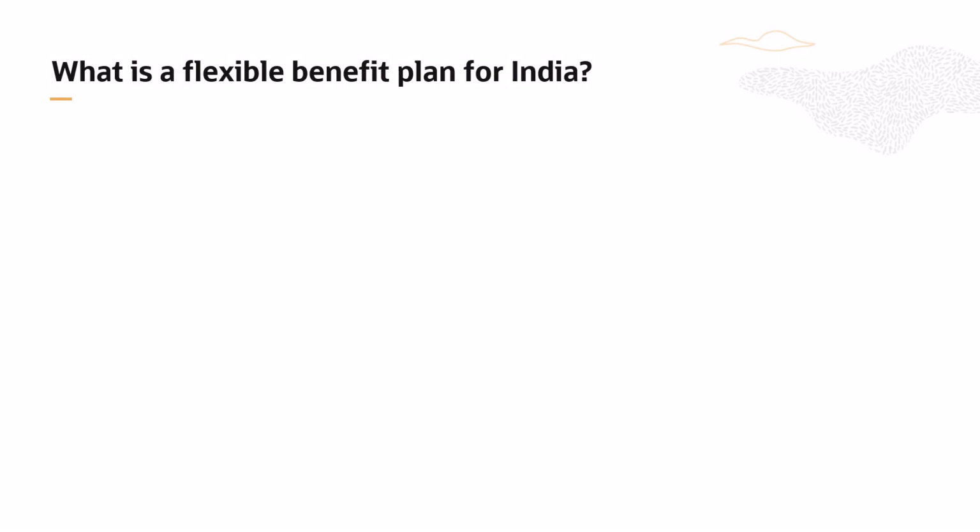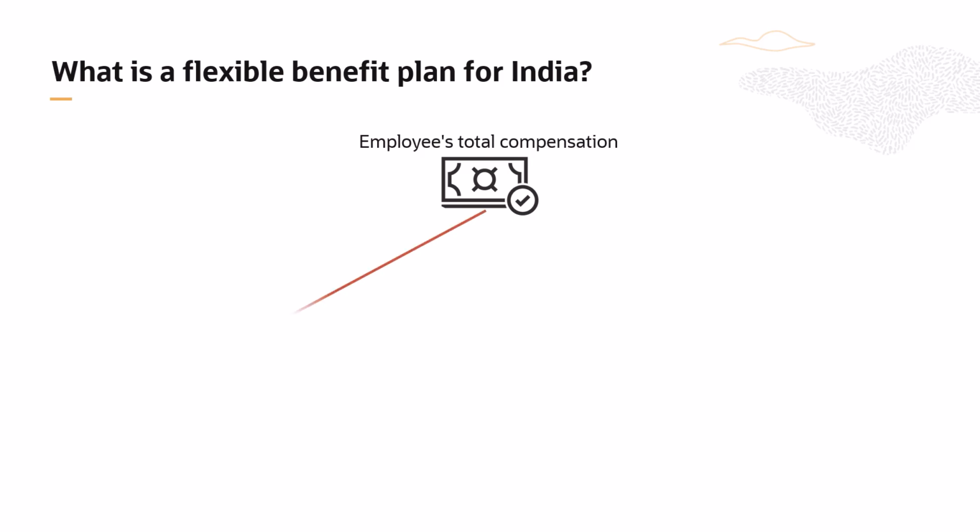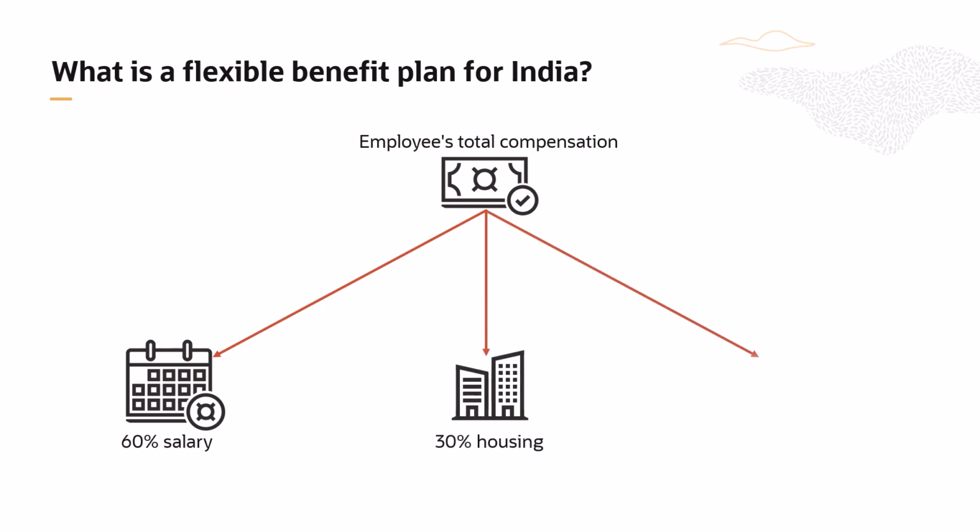For India payroll implementations, use flexible benefit plans to allow employees to adjust how their compensation is distributed. For example, an employee can choose how much of their compensation goes to base salary, housing, and phone allowances to maximize their tax savings. This video shows you how to create a flexible benefit plan.